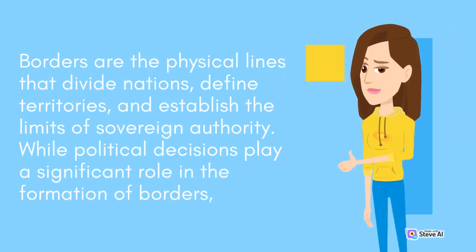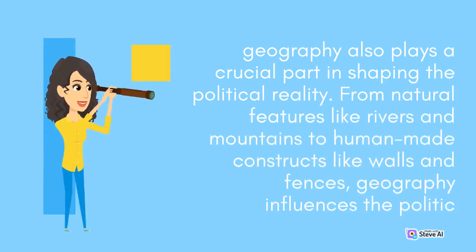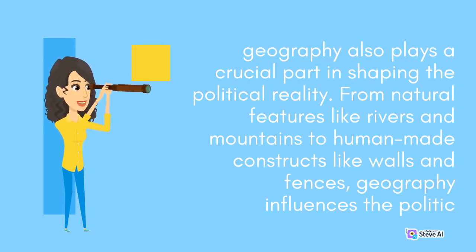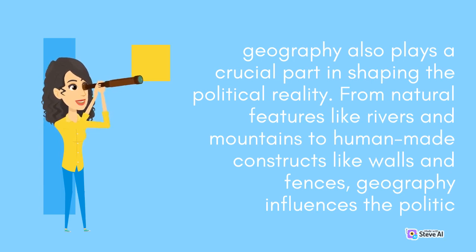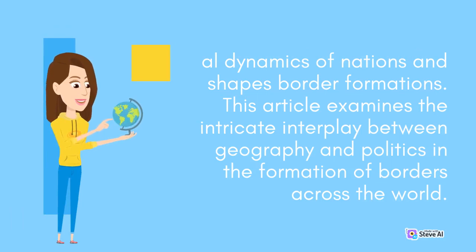Borders are the physical lines that divide nations, define territories, and establish the limits of sovereign authority. While political decisions play a significant role in the formation of borders, geography also plays a crucial part in shaping the political reality. From natural features like rivers and mountains to human-made constructs like walls and fences, geography influences the political dynamics of nations and shapes border formations. This article examines the intricate interplay between geography and politics in the formation of borders across the world.